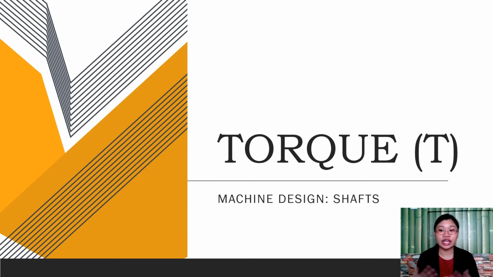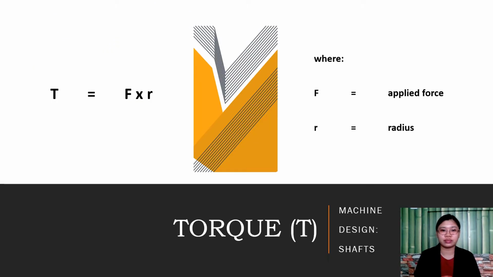So we have here the torque. I already mentioned this as a part of the formula for power, which is 2 pi Tn, wherein T is torque. So now I will be introducing to you the formula for torque. In such a case that there is no torque given, you know how to solve for the value of torque. The formula for torque is F times R, wherein F is applied force and R is radius.